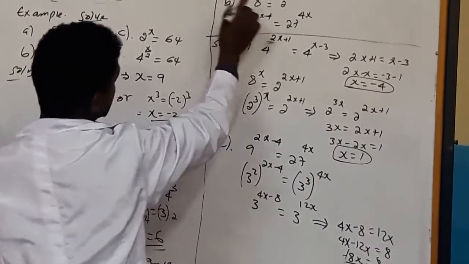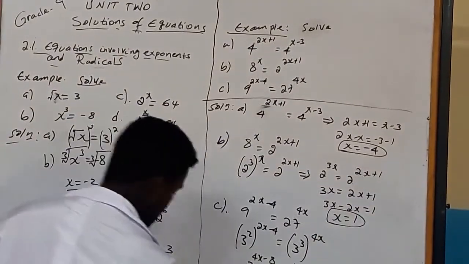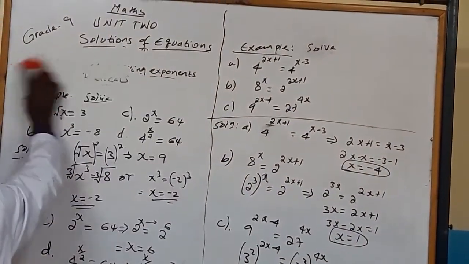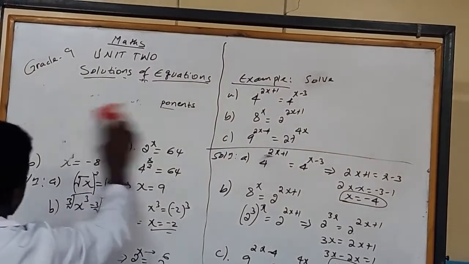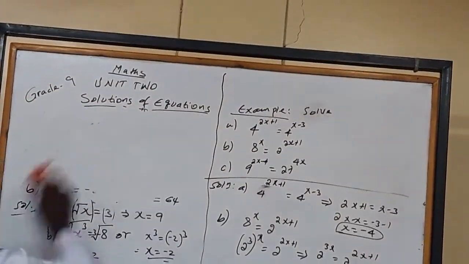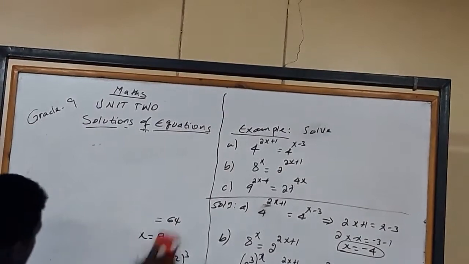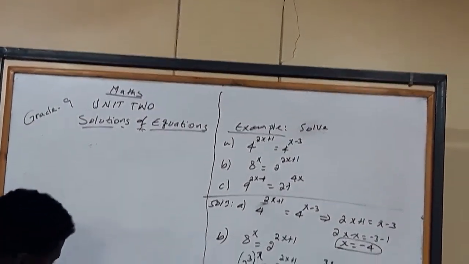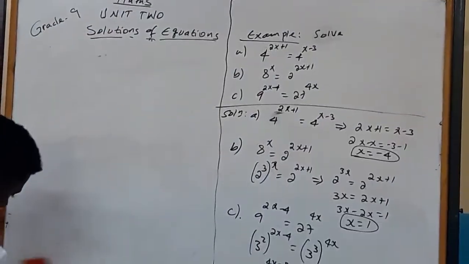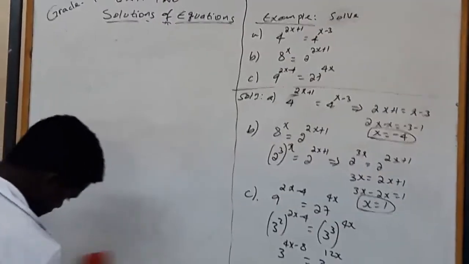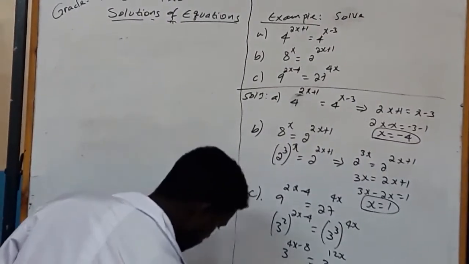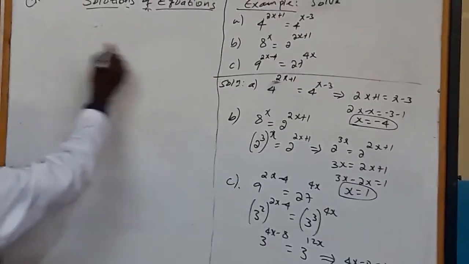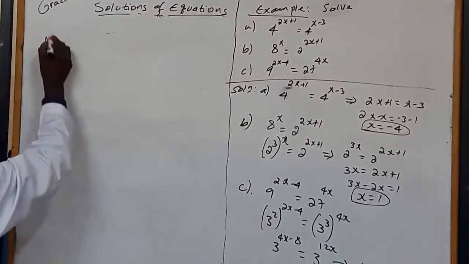This is the first example. It is related to the power of exponents, or solving equations involving exponents and radicals. Now I'm not going to erase these exponent rules, because they are very important. Let me continue with D.